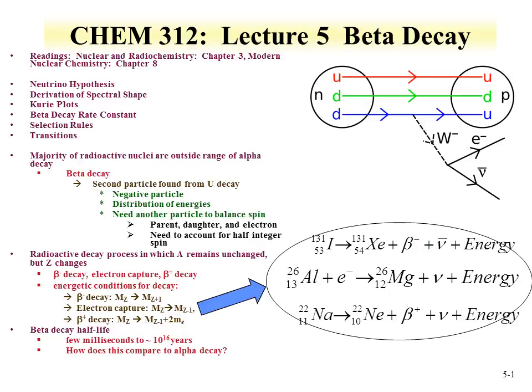We see that we actually go down, we change a proton into a neutron. We've reviewed these, we've talked about Q values for these reactions already. Beta decay half-lives can be from a few milliseconds to 10 to the 16th years. How does this compare to alpha decay? Mainly alpha decay can actually be faster. You can have half-lives under a millisecond for alpha decay.